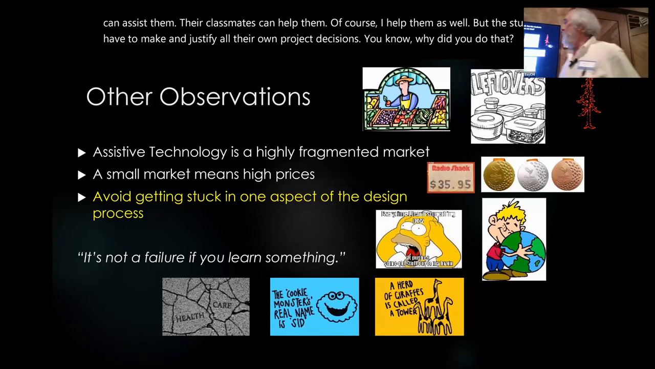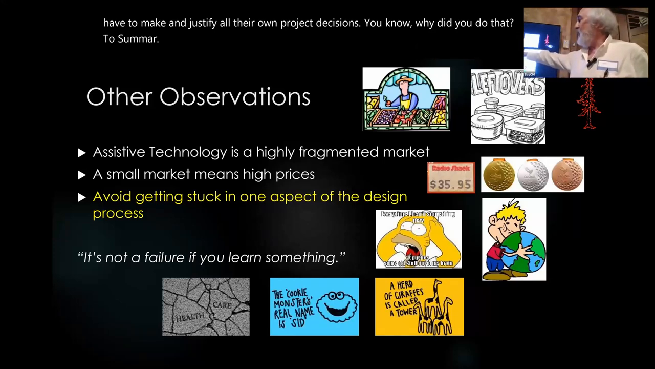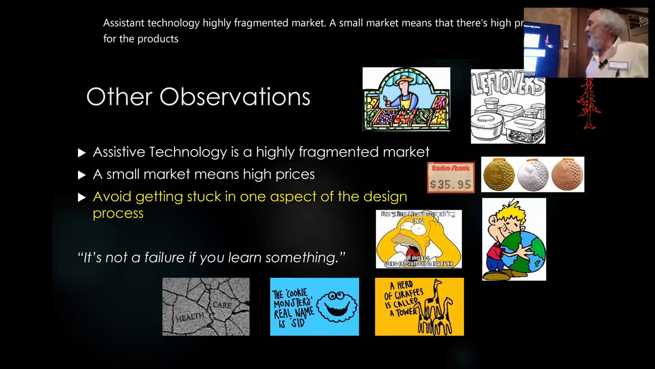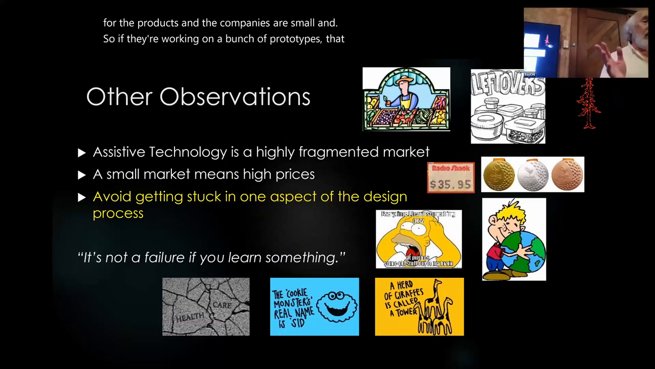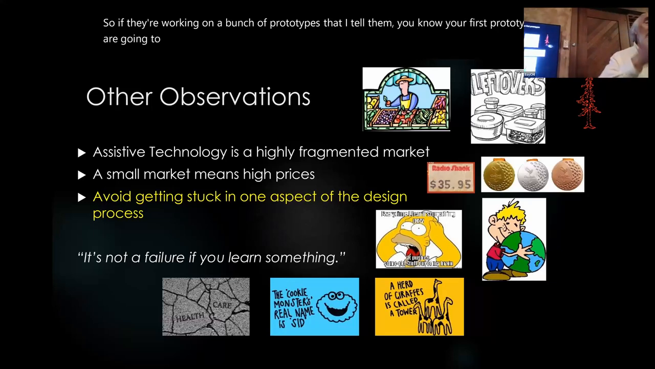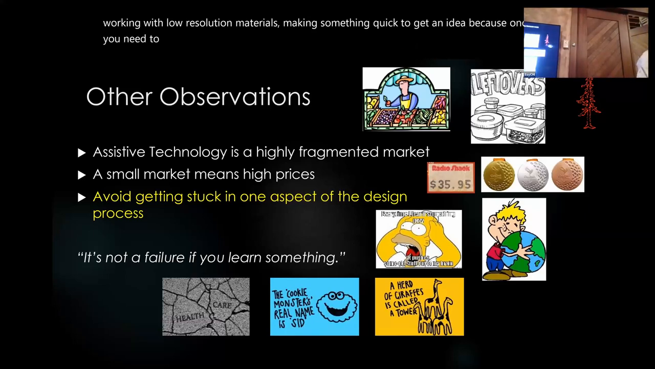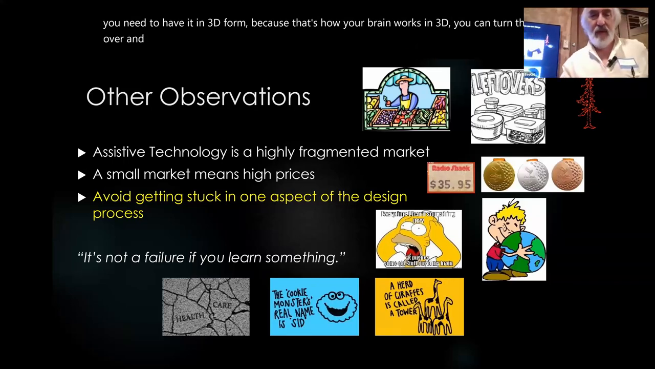To summarize, assistive technology is a highly fragmented market. A small market means high prices for the products, and the companies are small. If they're working on a bunch of prototypes, I tell them your first prototypes are going to fail, they're not going to work, and you should anticipate that. You should start out working with low resolution materials, making something quick to get an idea, because you need to have it in 3D form, since that's how your brain works. You can turn things over and point to things. So that's what I encourage.